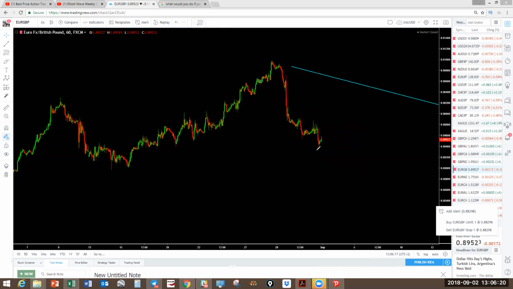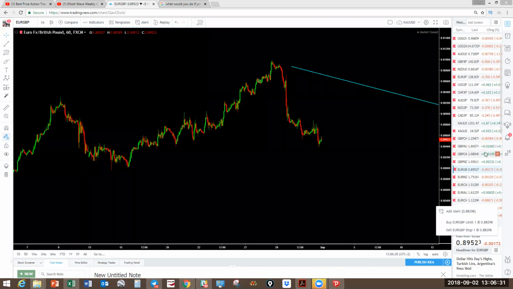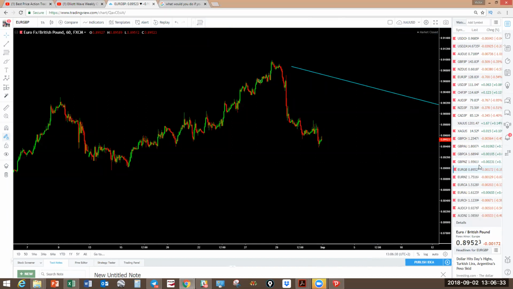Look for these two corrections. But if it keeps giving you these ones, keep selling them. That's Euro Pound. Now a clear structure. Okay. All right, so Euro Pound. Let's do the rest of the Euro pairs. Euro New Zealand.